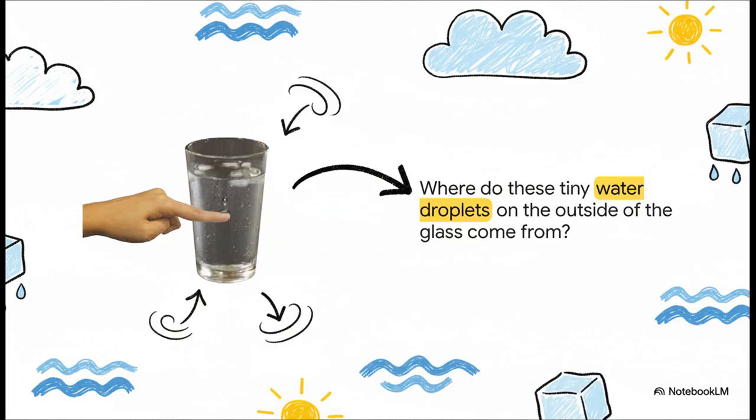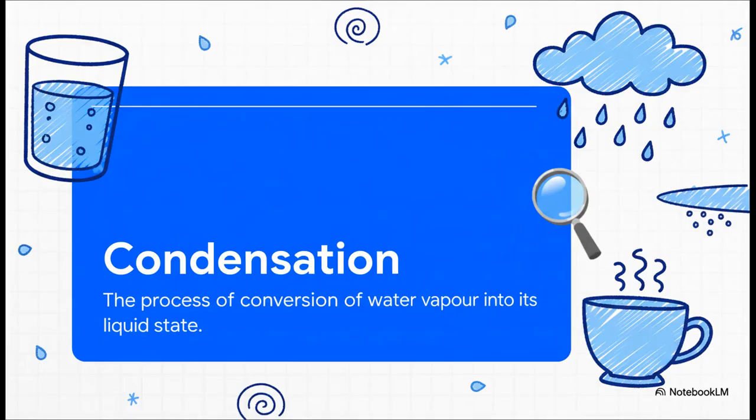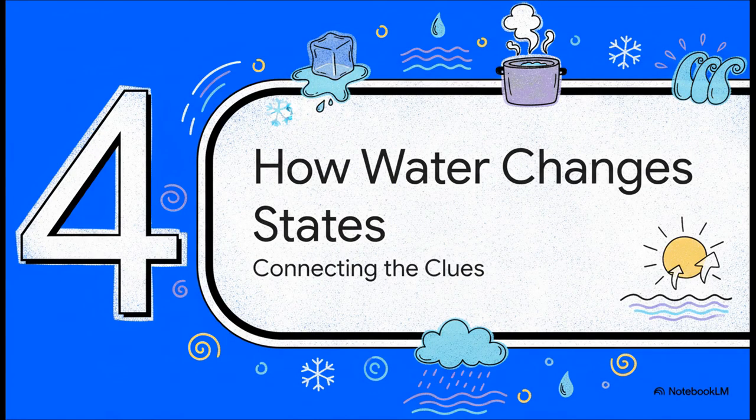Let's uncover the clue. The secret here, my friends, is a process called condensation. And guess what? It's the exact opposite of evaporation. All that invisible water vapor that's already in the air, when it touches the cold surface of the glass, it gets chilly, loses its energy, and turns back into tiny drops of liquid water. Mystery solved.